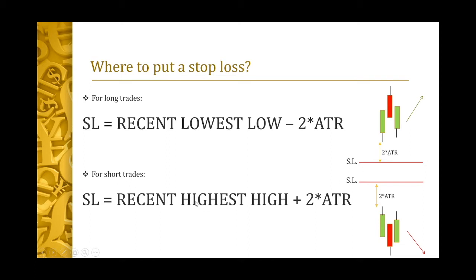And then for short trades, we identify the recent highest high and add 2 times the ATR to get the stop loss level as shown here to the right. So basically this is the highest high, not this one, and then there's a stop loss, and to get this stop loss you just add 2 times the ATR to this value.